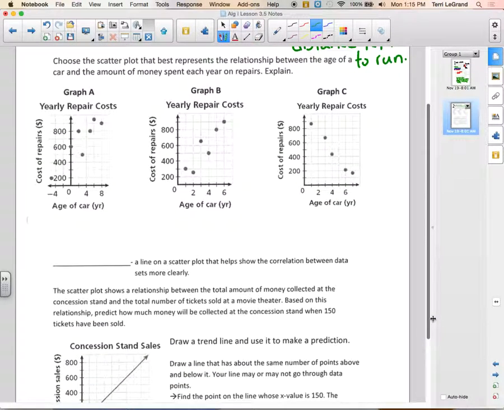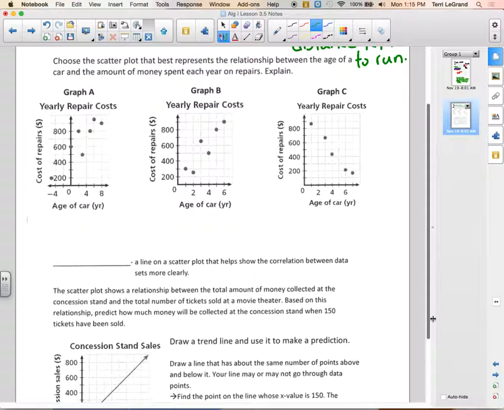Okay, now let's look at one of those like Harley was just talking about. Choose the scatter plot that best represents the relationship between the age of the car and the amount of money spent each year on repairs. So, what do you think should happen when you talk about the age of a car and how much money you're spending on repairs? The age should go up and the cost of repairs should go up also, the amount you spend on repairs. So as the age of the car increases, so should the amount of money you're spending on repairs.